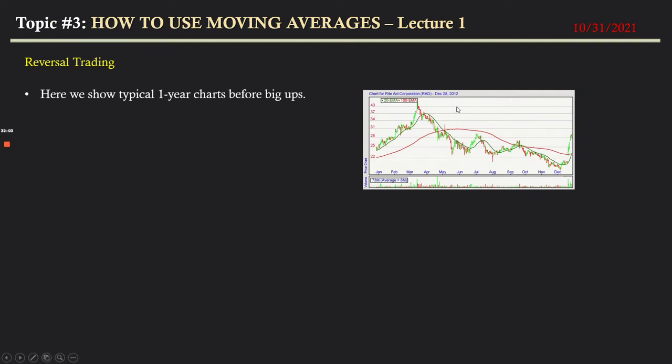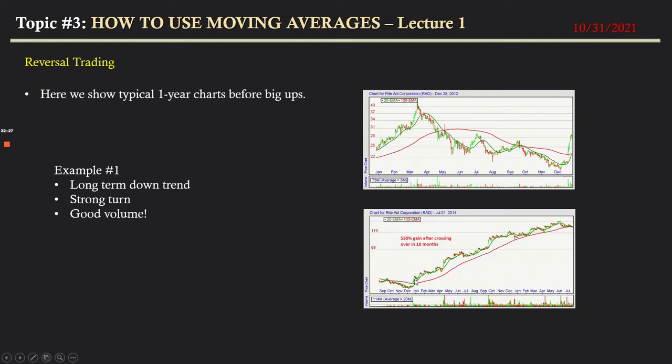See, this chart is RAD. It goes down from 40s to 20s and all the way, and finally it goes up, you see the volume here, and the EMA crossing here. And this is a trend we want to tell you. It's a strong turning point, and this one here had a 530% gain after this crossover.